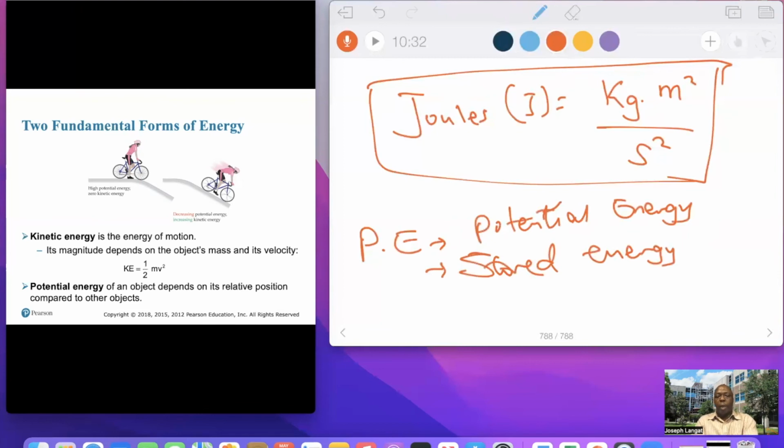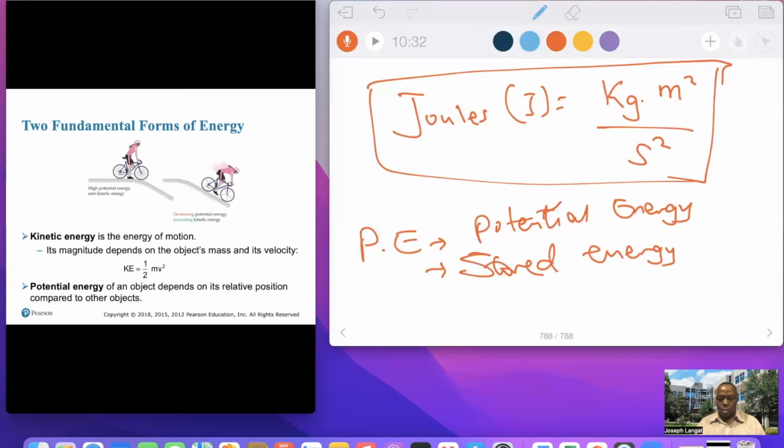The food we eat has stored energy. We need that energy to fuel our body system, right, to keep us going. Gasoline has stored energy in its chemical bonds, which can be transformed into other forms of energy in the internal combustion engine of your automobile. It can be converted into sound energy, heat energy, and so forth. So those are just a few examples of potential energy.